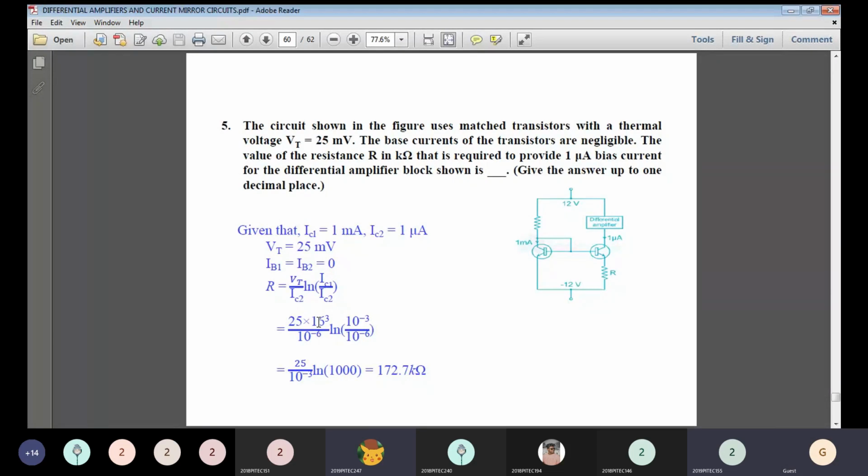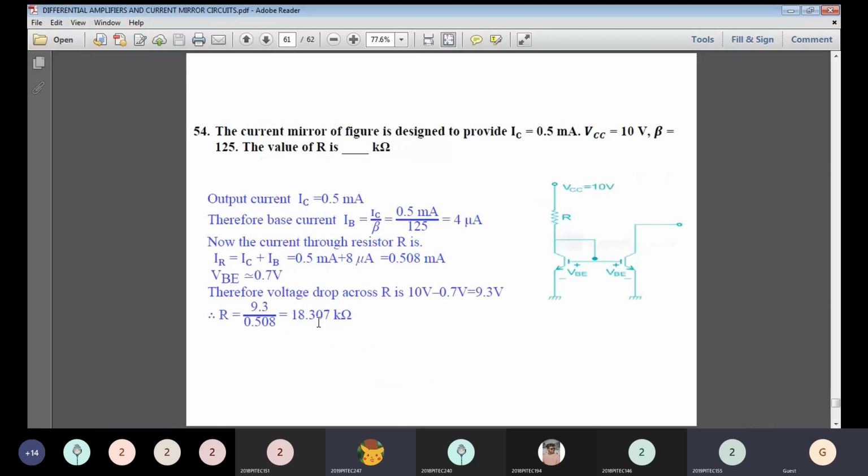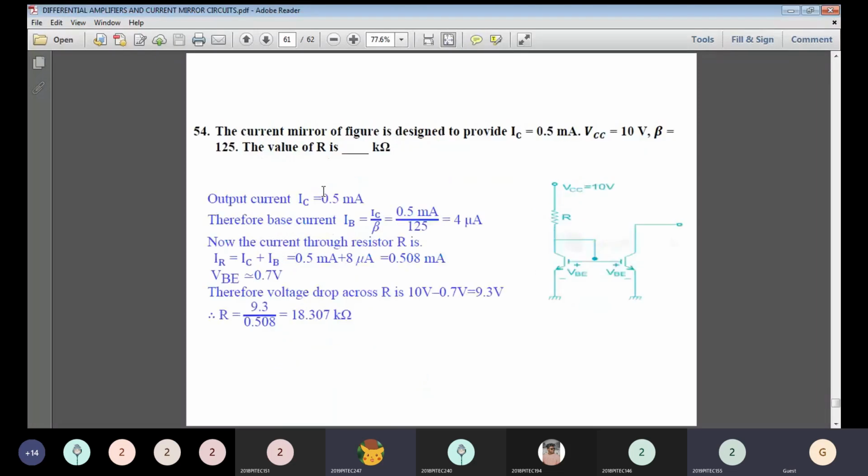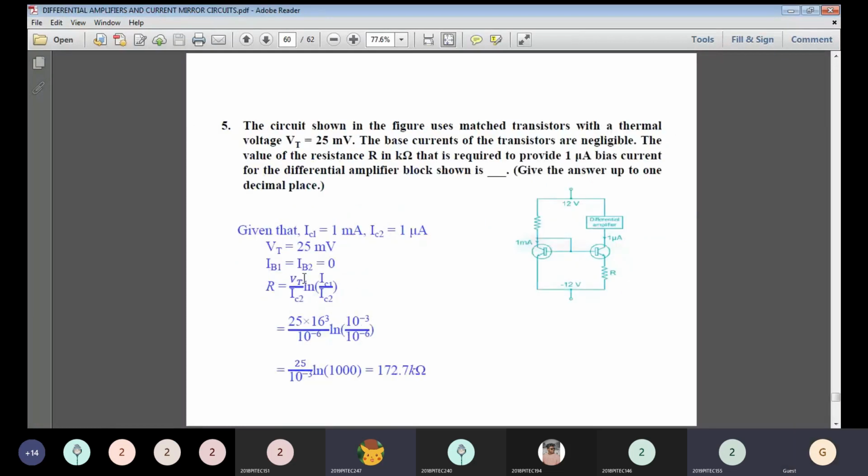It is the same type of question as the previous question. There they asked for an R value, and similarly here they are asking for an R value. But IC1 and IC2 values are given here, 1 milliamp and 1 microamp, and the VT value. What about the IB value here? In the previous problem, from the IC value we calculated the IB value because we required IB and IC as the current flowing through the resistor R. Here it is clear that the IB value is 0, so no need to bother about the base current here.